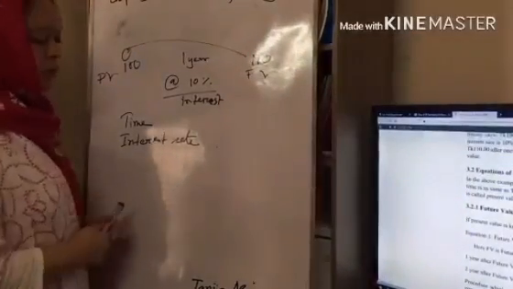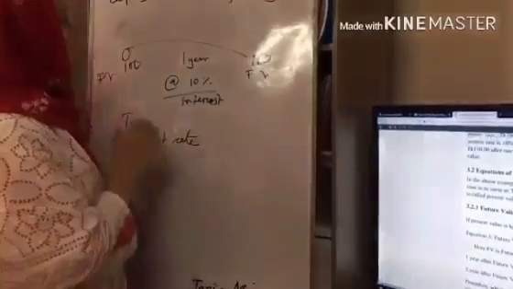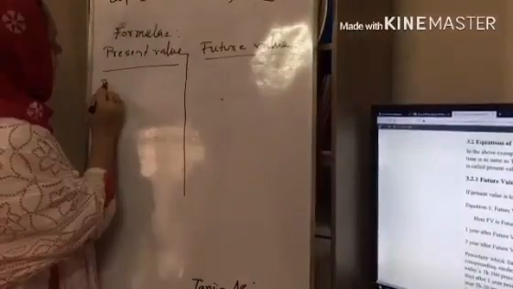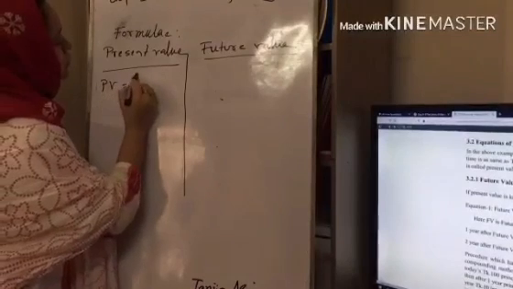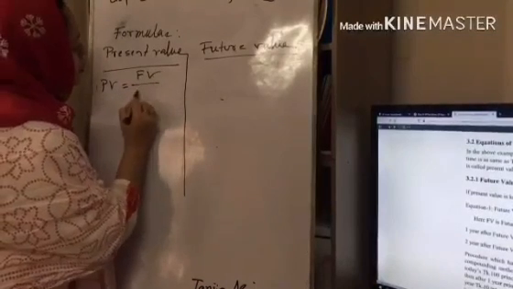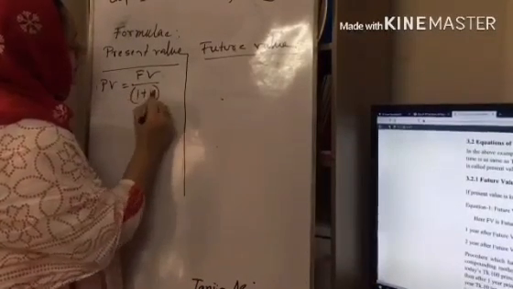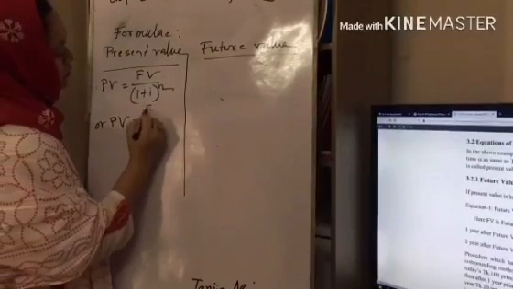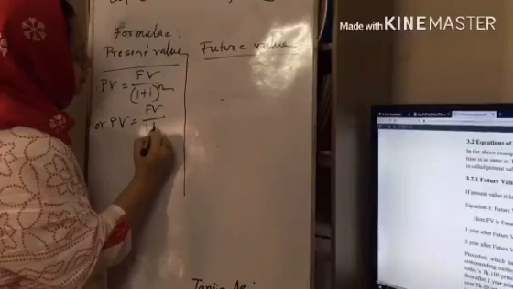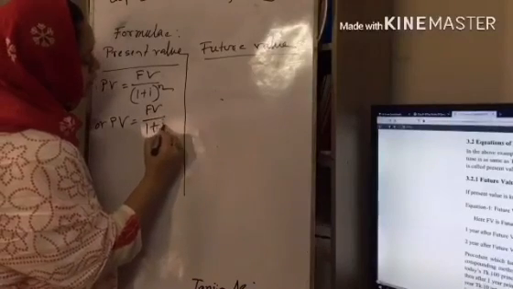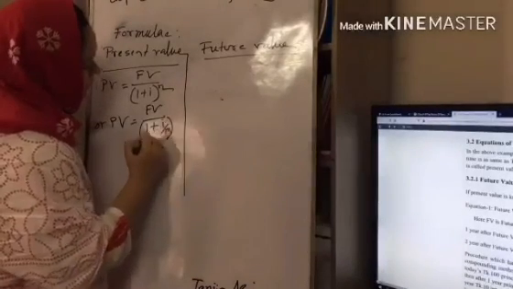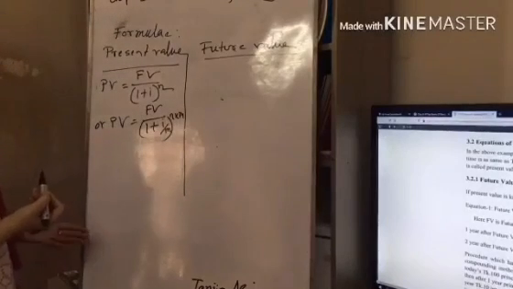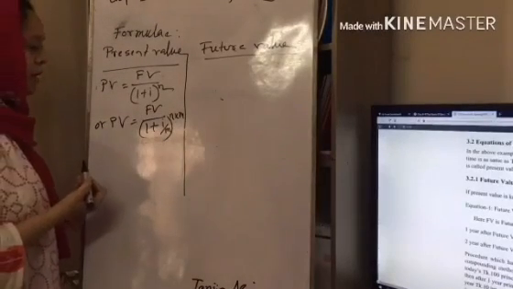Then I am showing you the formula of time value of money, present value and future value. The present value equals future value divided by 1 plus I to the power n, or another one, future value divided by 1 plus I divided by m, to the power n multiplied by m. Here what is I, what is m, what is FV?